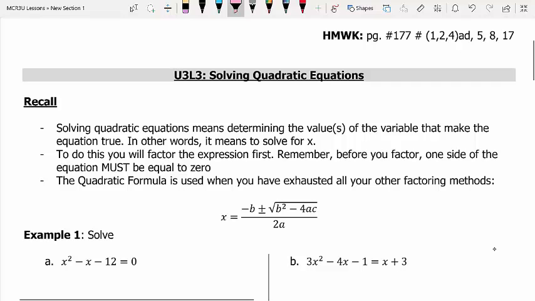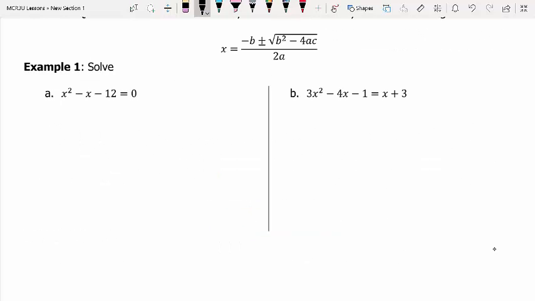Okay, and this quadratic formula is listed here. You should remember that from grade 10. So let's go ahead and solve these two equations. So in the first one, let's first check to see if any of our factoring methods from before work to factor this. Okay, because they're usually easier than using the quadratic formula.